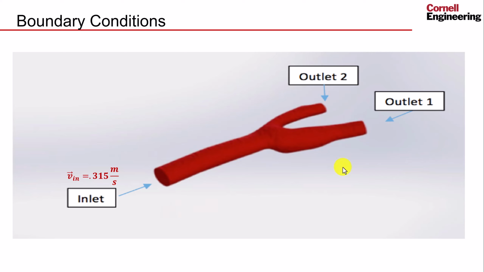The next two openings on the right side will be outlets. We will specify the same pressure condition at both outlets to be 13,332 pascals. Finally, along the outer walls of the flow domain, we will specify that the velocity must be 0. This is equivalent to enforcing both a no-slip and no-penetration boundary condition.